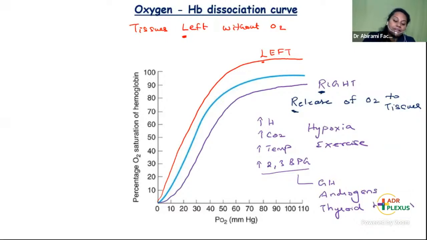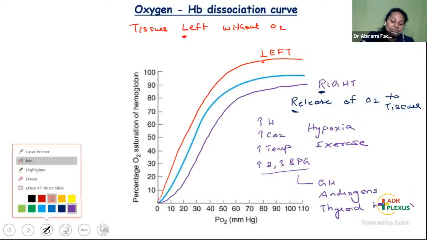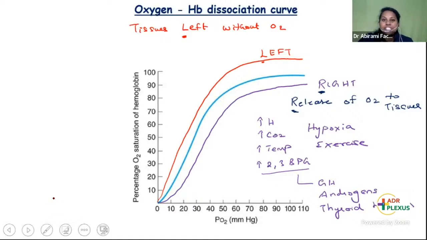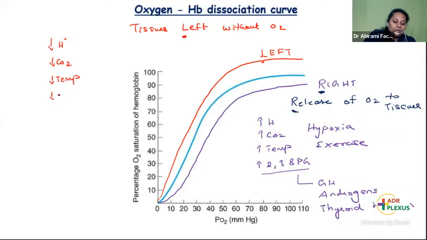So what are the factors which will cause left shift of the curve? When you say left shift, it means something negative, right? So we'll put all negative factors, all decreasing factors. Decrease in H plus, decrease in CO2, decrease in temperature, decrease in 2,3-BPG. All this can cause a left shift of the curve. What are the other miscellaneous factors which can cause left shift of the curve? Fetal hemoglobin.